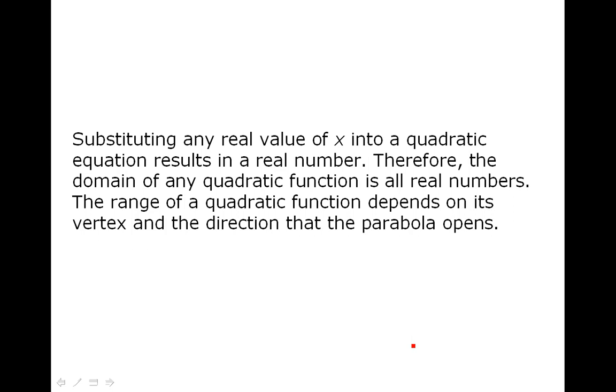Substituting any real value of x into a quadratic equation results in a real number. Therefore, the domain of any quadratic function is all real numbers. And then the range depends on the vertex and the direction that the parabola opens. So, the domain is always all real numbers for a quadratic equation, and the range depends on the direction and the vertex of the parabola.